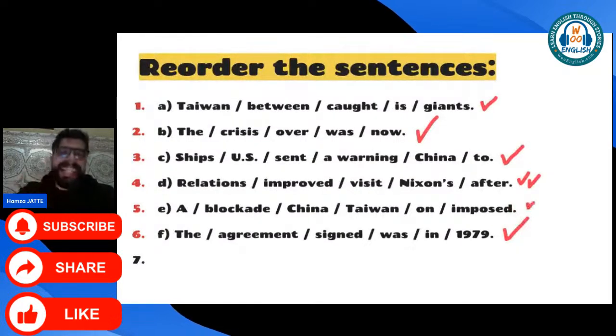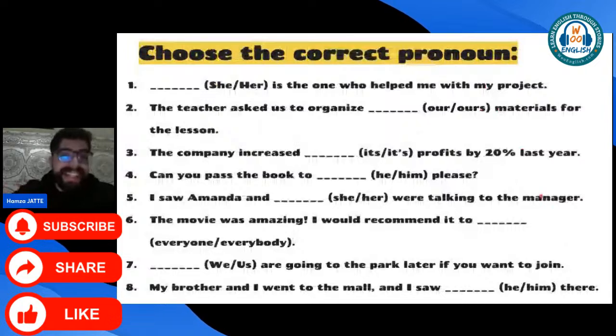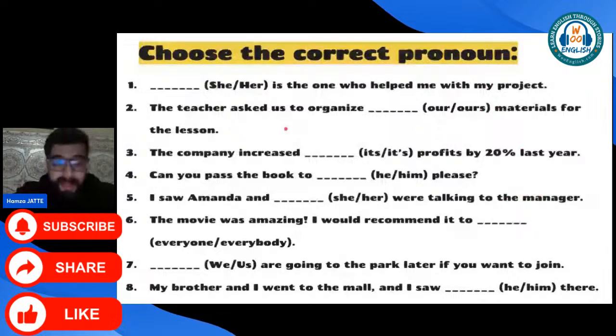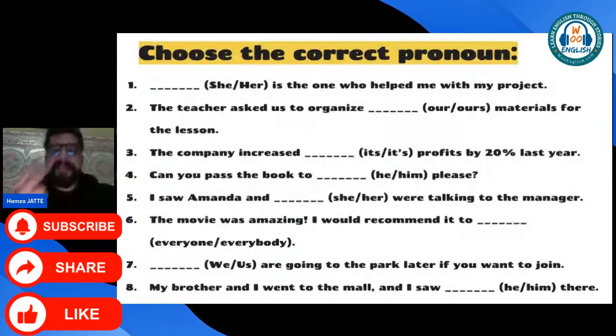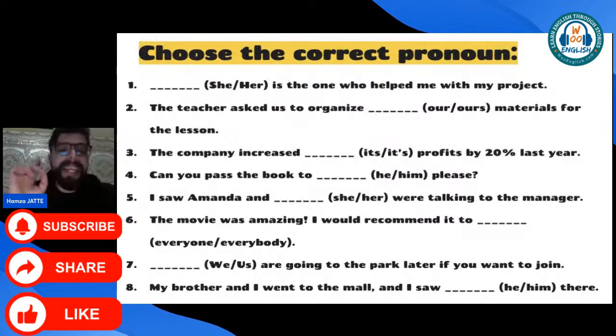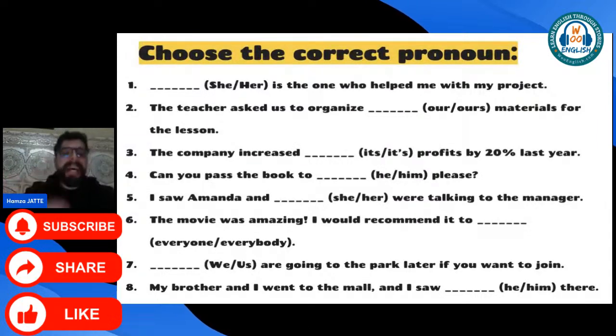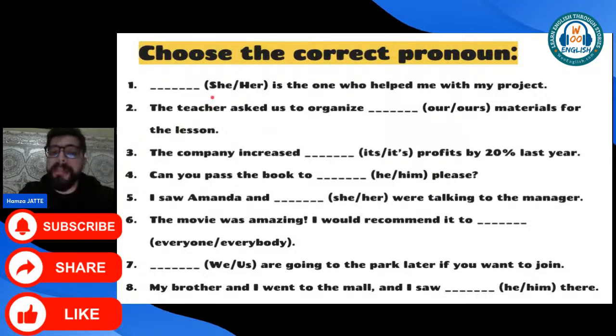All right. So let's check this last exercise. Probably this will be our last exercise. And the exercise is choose the correct pronoun this time. So I have for you eight sentences, and in each sentence, there are two pronouns that you need to choose from. For example, number one, she, her is the one who helped me with my project. And here I'm going to do number one as an example. Here we are going to choose number one, which is she. Why? Because here we have a verb, so we need the subject here.